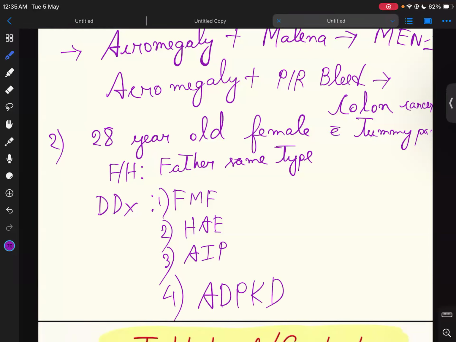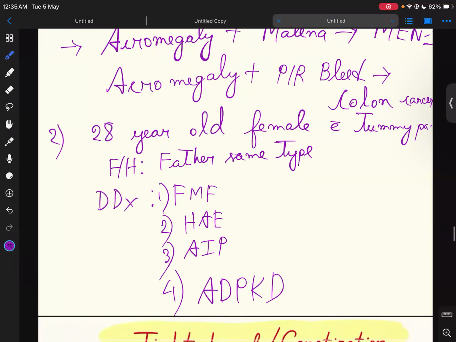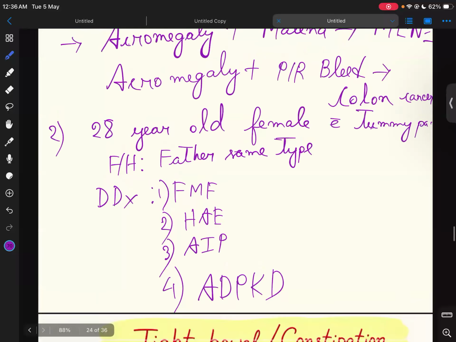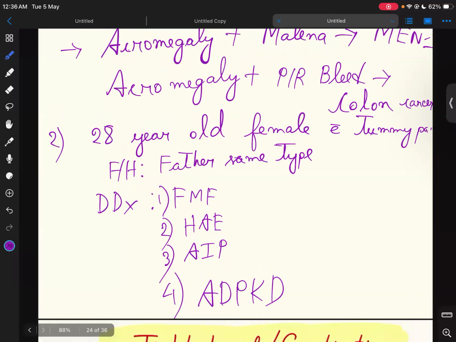It will mostly be the first episode of tummy pain. But with positive family history, these are the 4 causes of tummy pain anytime in the PACES exam. Whenever anyone says that my father or mother also had tummy pain, just keep in mind these 4 differential diagnoses: familial Mediterranean fever, hereditary angioedema, acute intermittent porphyria, and autosomal dominant polycystic kidney disease. Is it clear to all, doctors?